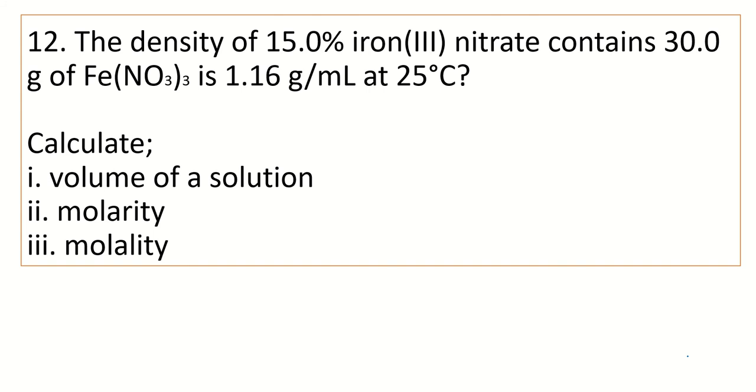The video will show you how to do tutorial 1.2 from question 12 until question 17. Okay, so now let's look at question 12. The density of 15% iron trinitrate that contains 30 gram of ferrum trinitrate is 1.16 gram per ml at 25 degrees Celsius. So first, you must take out the information given.